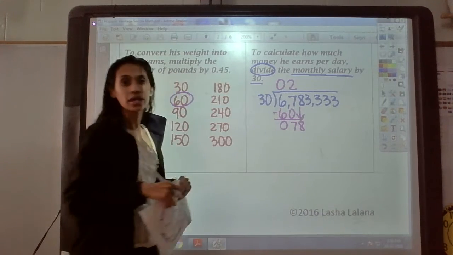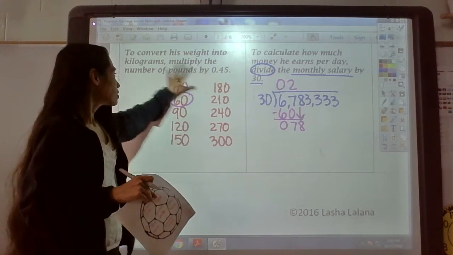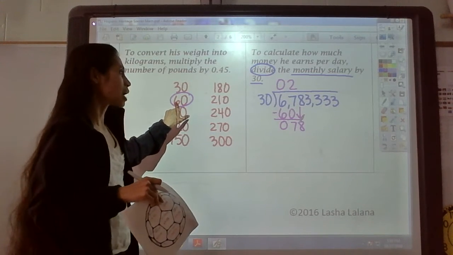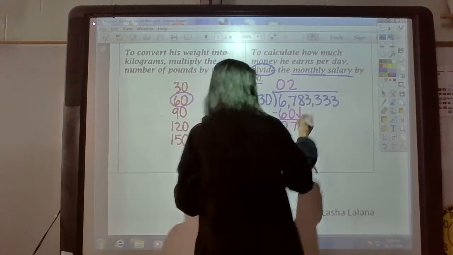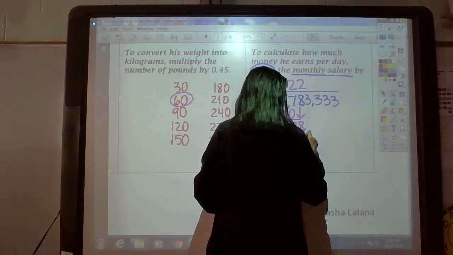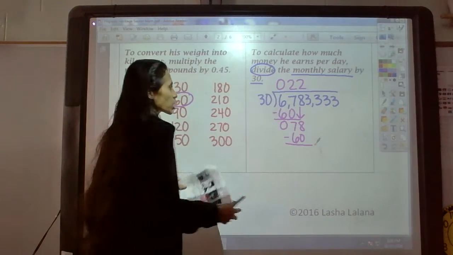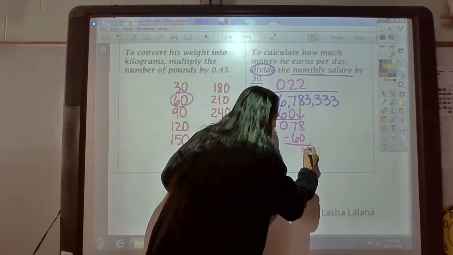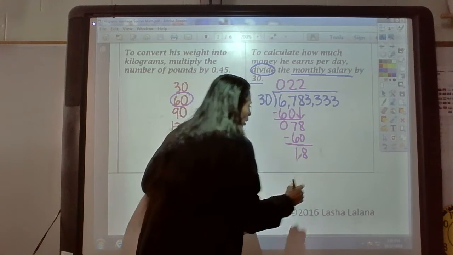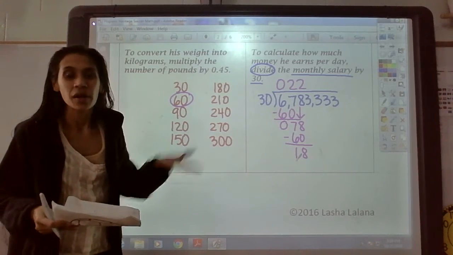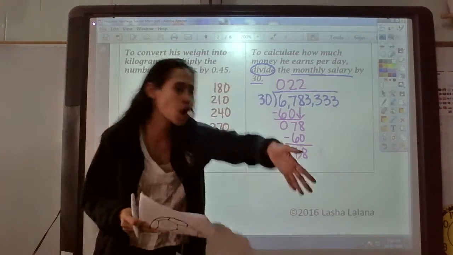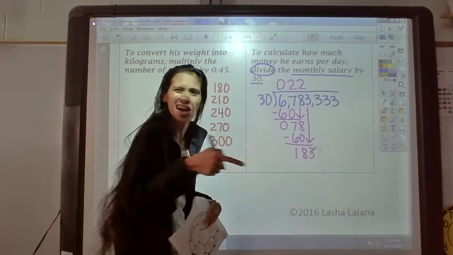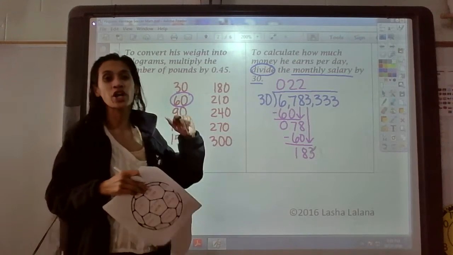Now I have 78. Let's look at the chart we just made. 90 is too much again, so that would be 60, which is 2 times. Put the 2 right there, and then write the 60. Let's subtract. 8 minus 0 is 8. 7 minus 6 is 1. Now bring down the next number. This 3 comes down, and that's a 183.